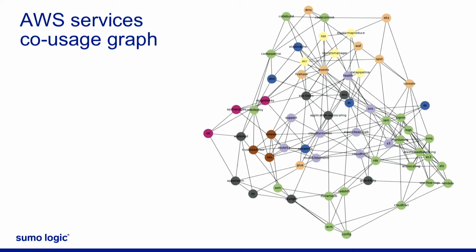Is this by Facebook or by Twitter? Yeah, that's right. So it's the social network of AWS services. If two services always get used together, they're going to have a stronger edge. Two services which are never used together are going to have no edge.